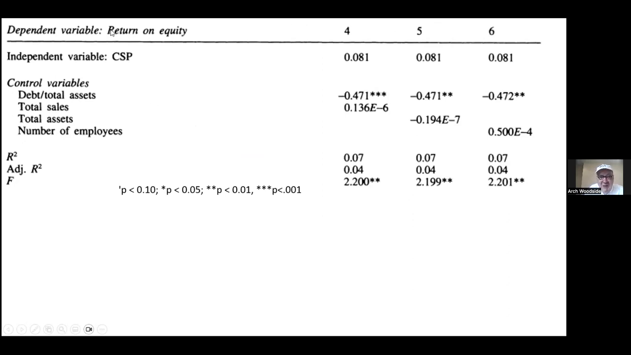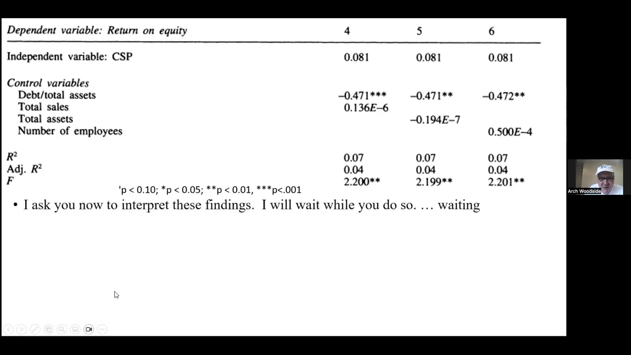You see the heading return on equity. So this is like return on assets, but this is return on equity. And you see the B coefficients for CSP for model 4, 5, and 6. They're positive, but they're not statistically significant. So I'm asking you to interpret these findings, but I couldn't wait for you to interpret them. I started to talk about them.